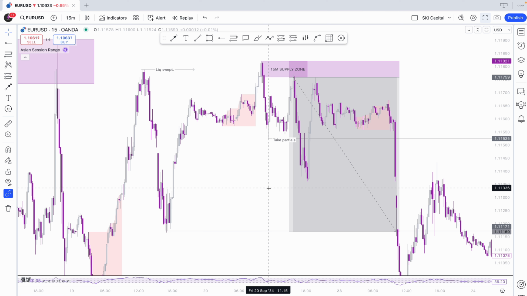I'll be showing you how I took this 1 to 10 risk reward trade, and just showing you the magic behind this trade, right? You know I'm trading CMC, so it's not a secret. I'll be showing you what I use and the idea behind this trade. Let's just go right into it.